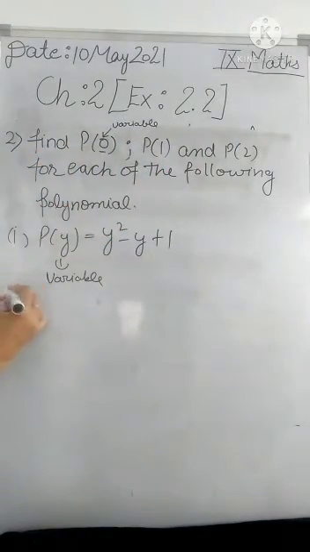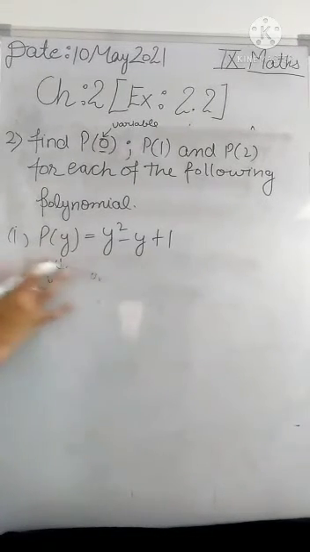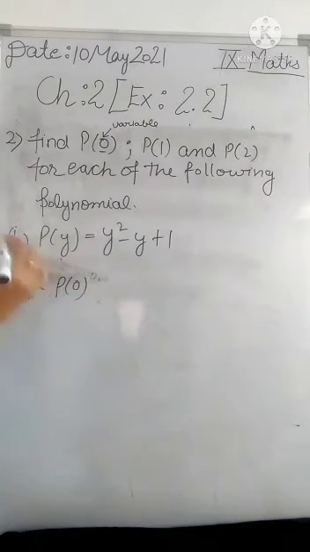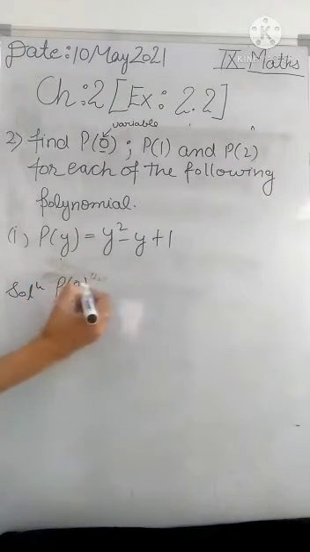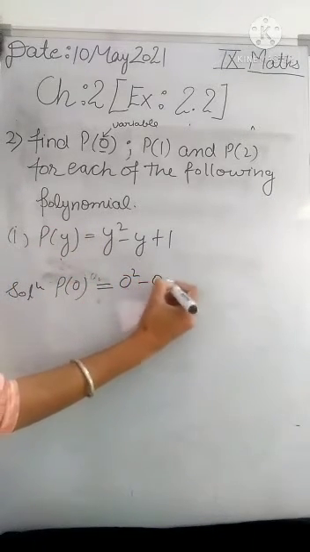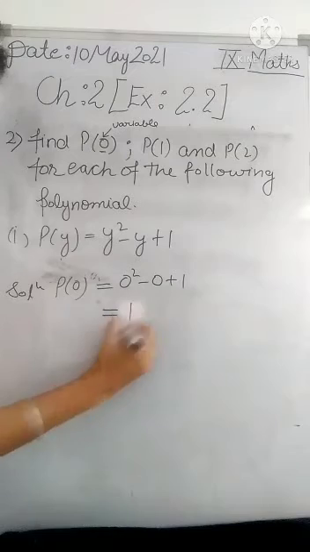So here I will solve it. You can see that here I am solving. First of all p(0), it means put value of y 0 in this polynomial, that is 0 square minus 0 plus 1, that is 1.